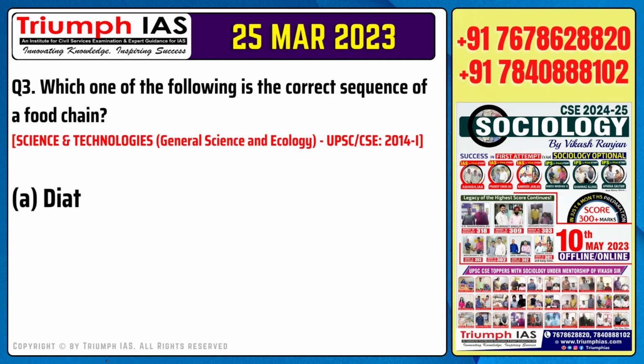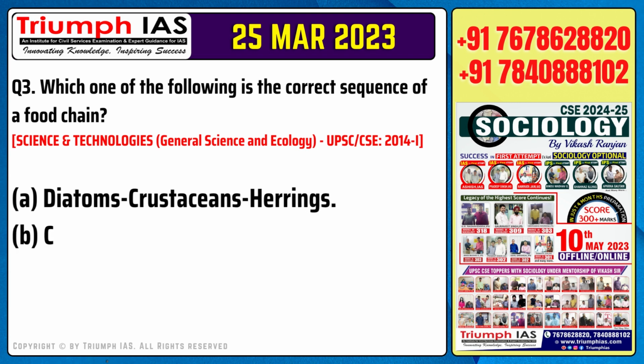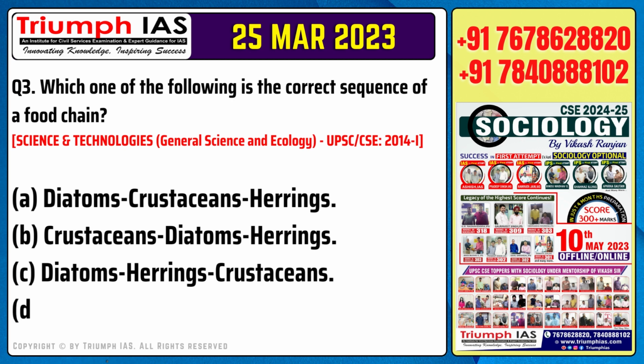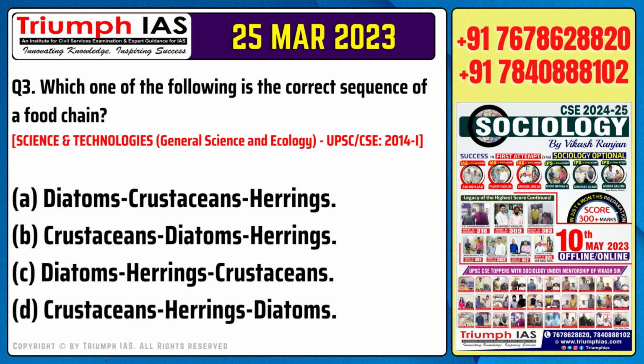Question number 3. Which one of the following is the correct sequence of a food chain? Option 1. Diatoms, crustaceans, herrings. Option 2. Crustaceans, diatoms, herrings. Option 3. Diatoms, herrings, crustaceans. Option 4. Crustaceans, herrings, diatoms.